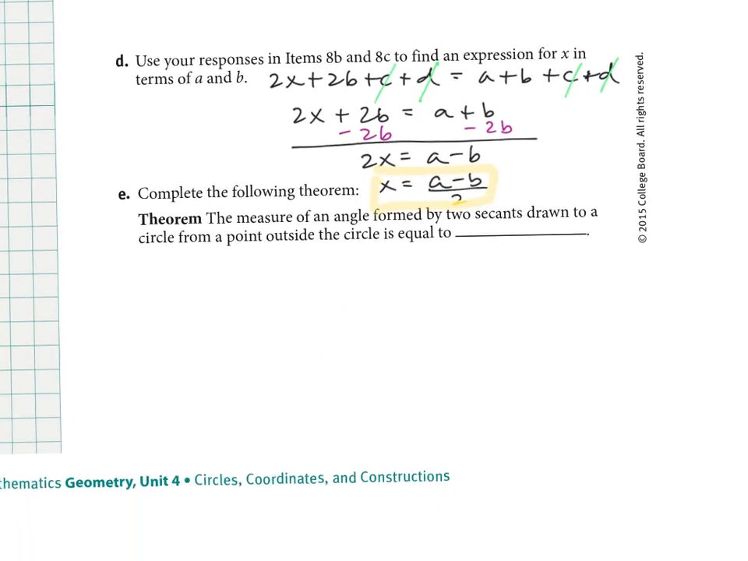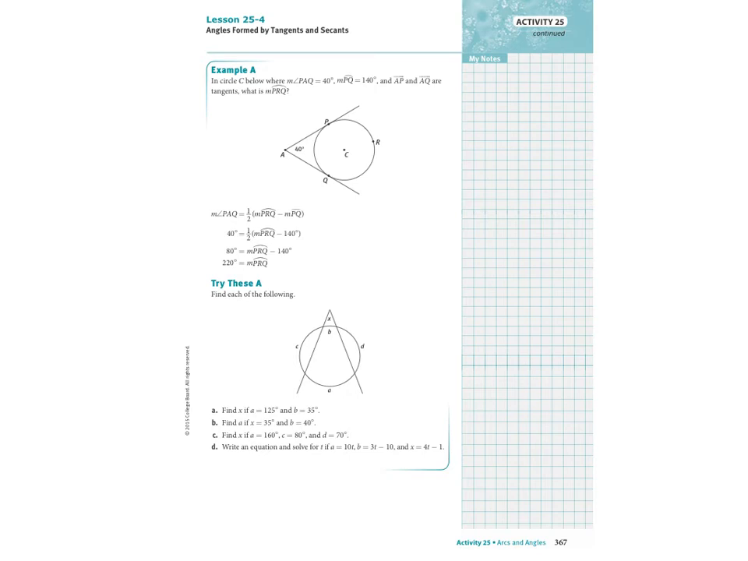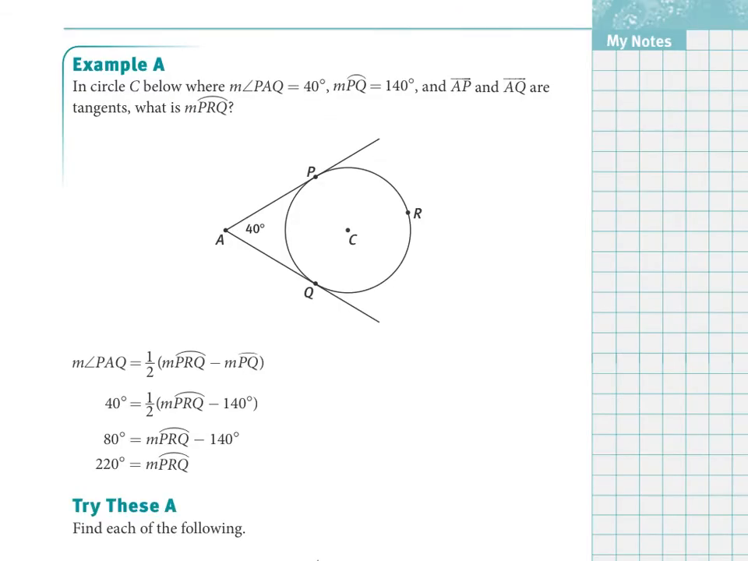So let's zoom back in. Again, look at this. So we know this is going to be equal to 1/2 times our big arc minus our little arc. And both of those are the intercepted arcs of angle A. Now let's go to the next page and just look at the example below that kind of puts this idea into practice. So let's look at example A, where it says in circle C below, where we have the measure of angle PAQ.